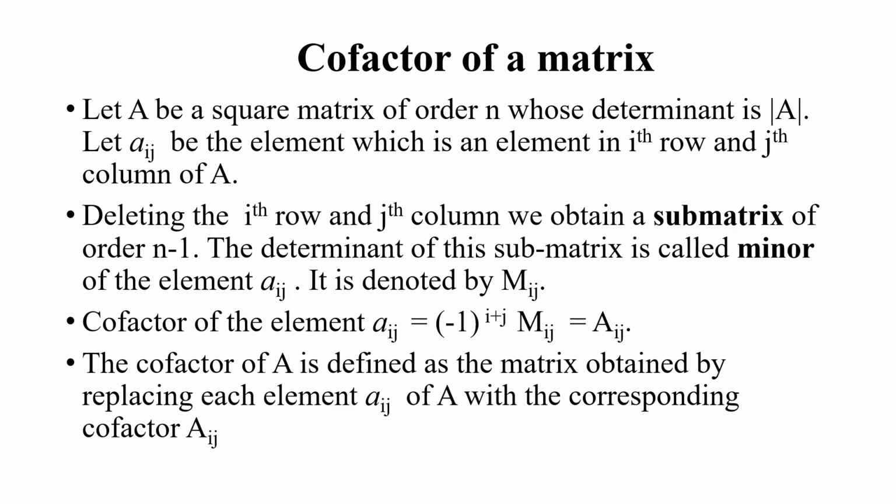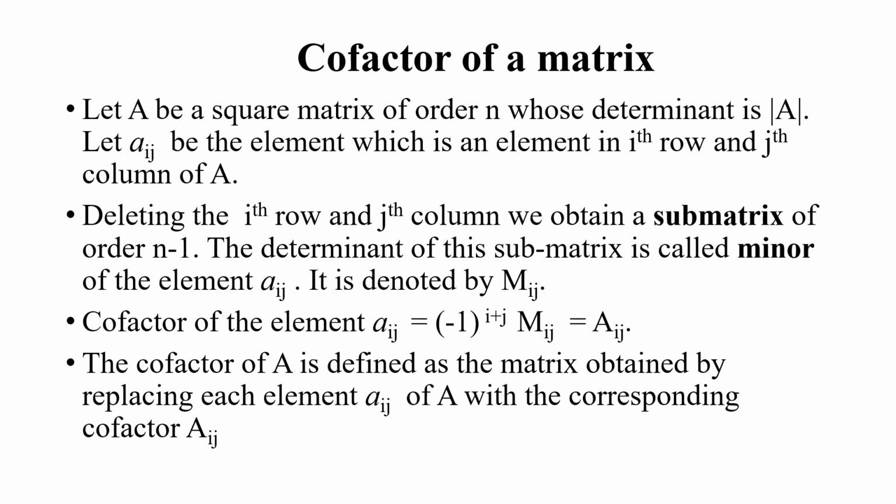Now I define the cofactor of a matrix. Let A be a square matrix of order n. Let Aij be the element in the ith row and jth column. For Aij, we find a submatrix of order n minus 1 by deleting the ith row and jth column. Next, you find the determinant of that submatrix, which you call the minor of the element Aij. We denote that by Mij.